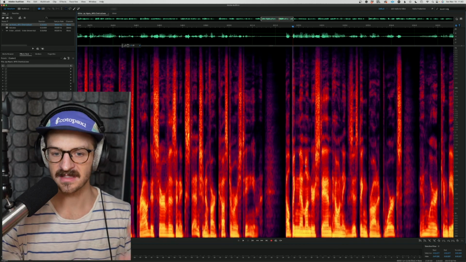Now, Adobe Audition's strength in editing really specifically is this bottom view. This is a spectral view. For those of you who know what a spectral view is, feel free to scrub ahead. For those of you who don't, let me break it down for you.